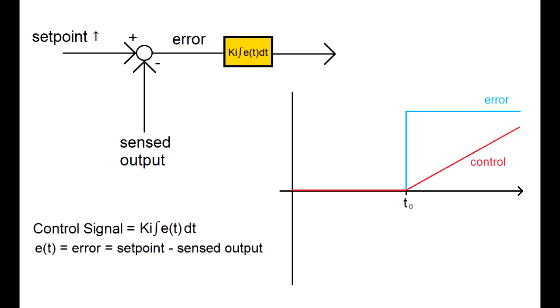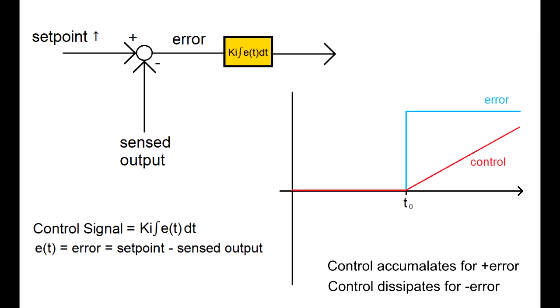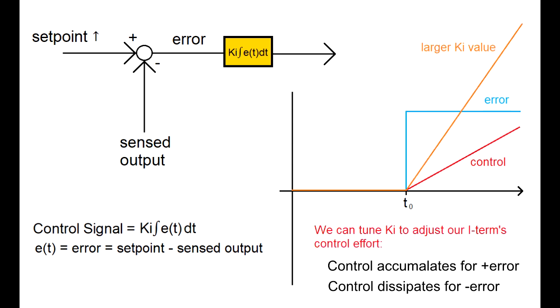And we can see why this would eliminate the error. The control signal is either accumulating for a positive error or dissipating for a negative error. And it'll keep accumulating or dissipating the control signal until the error reaches zero. This is the main advantage of integral control, that it allows us to eliminate the steady state error completely. Now by tuning the Ki term, we can adjust the control effort of our integral controller. In this case, for a high Ki value, we can see that we get a steeper slope, and this would make our control signal more aggressive.